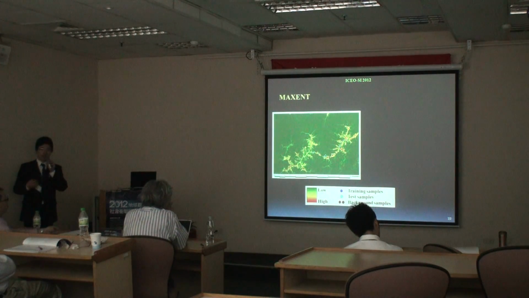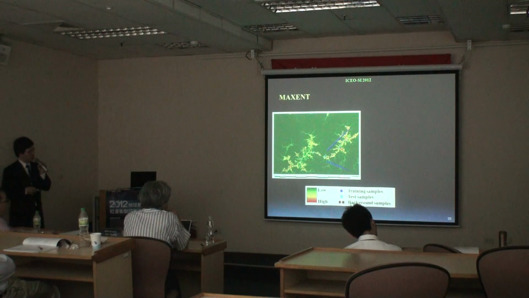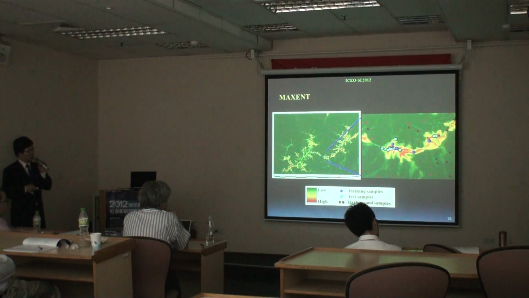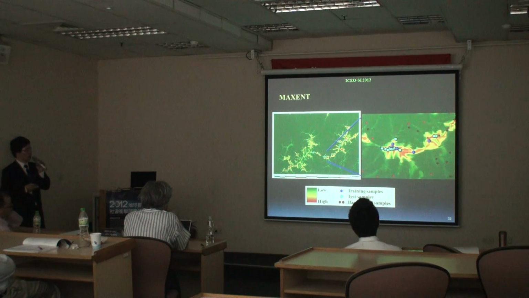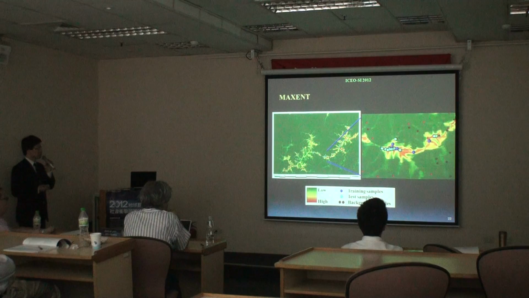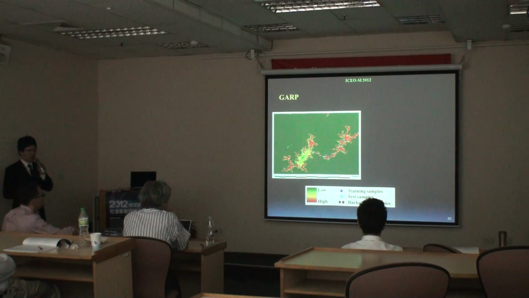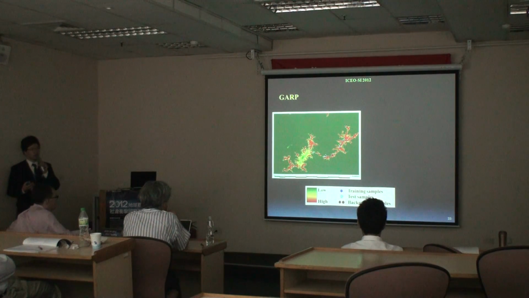MaxEnt predicts the habitat based on the probability distribution. It predicts a habitat with high probability over the target samples rather than over the background samples. And the result of GAP also shows us a gradient distribution.